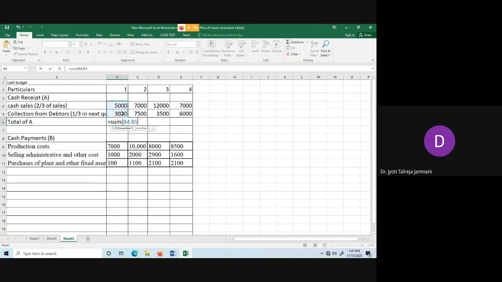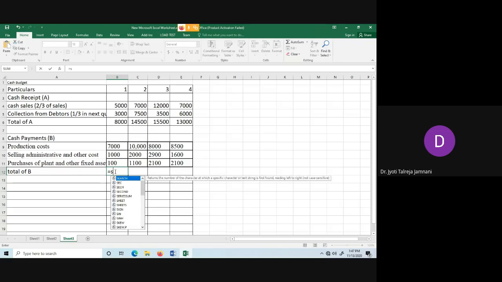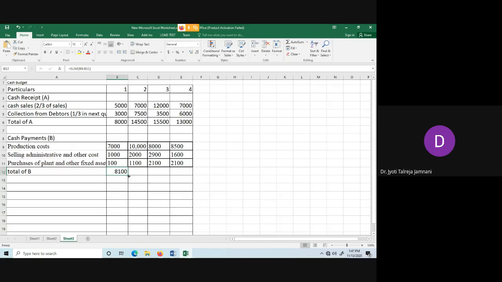We need to add the cash sales and the collection from debtors to get the total of A. Similarly, you write total of B, add all the expenses. Now we'll write the surplus or deficit, which is nothing but the total of A minus the total of B. So there is a deficit of 100.